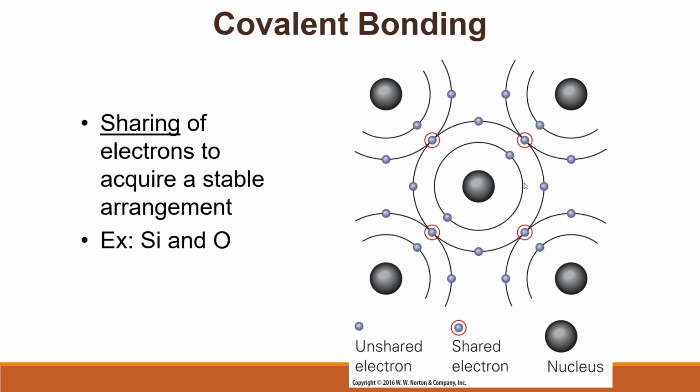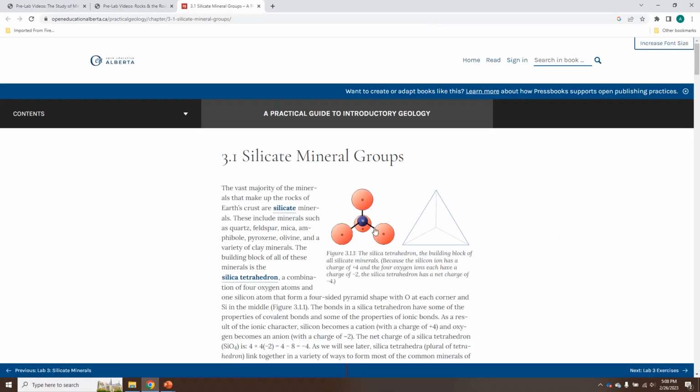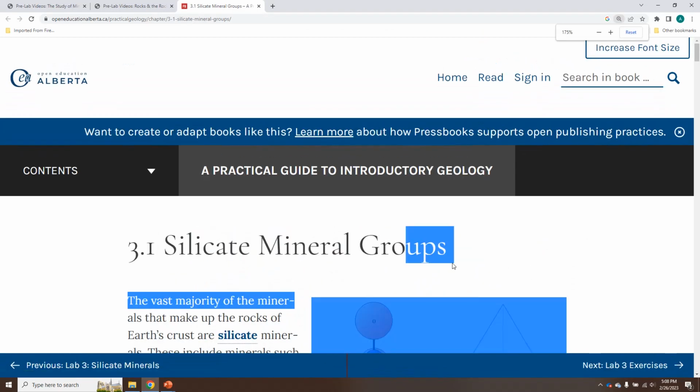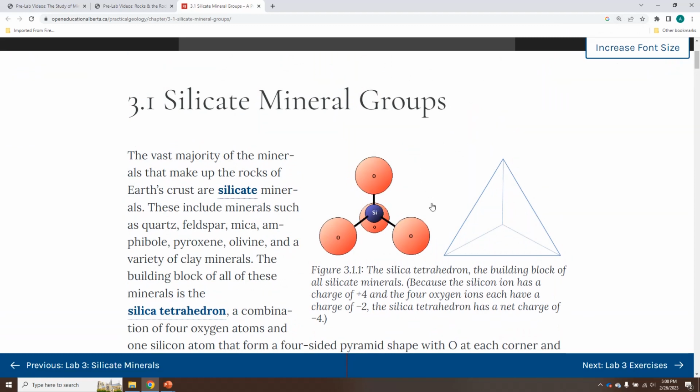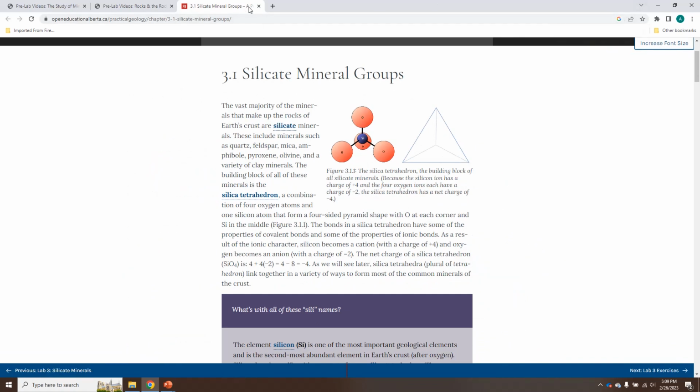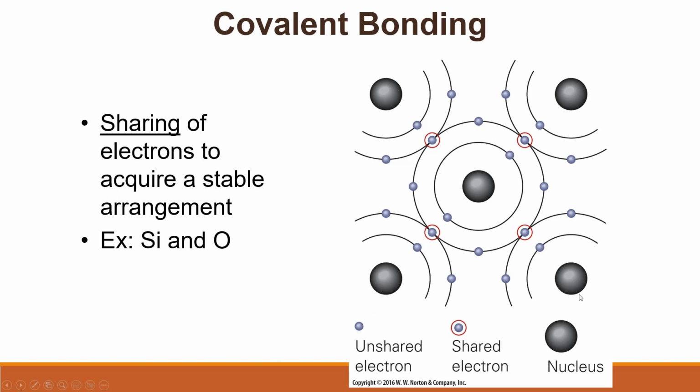An example of this that's very common in nature is silicon and oxygen. So the silicon tetrahedron. An example of that silicon tetrahedron is this here, where we have 1 silicon and 4 oxygen surrounding that silicon, and so they are going to be sharing electrons because both of the ions need those electrons. The silicon has a charge of +4, and the oxygen ions each have a charge of -4. There's actually a net charge on the tetrahedron, which allows it to bond to other things, but in this case the silicon and the oxygen are going to be sharing electrons to make them both more stable. So that's an example of covalent bonding.